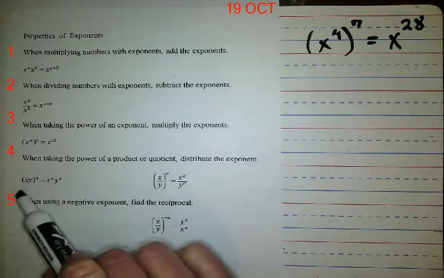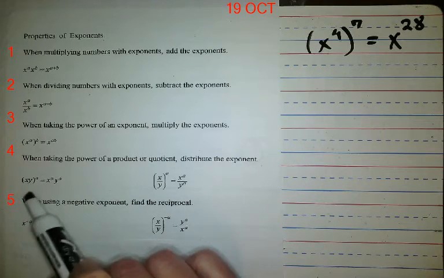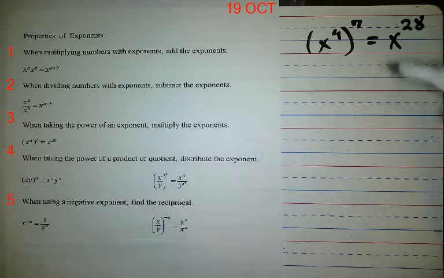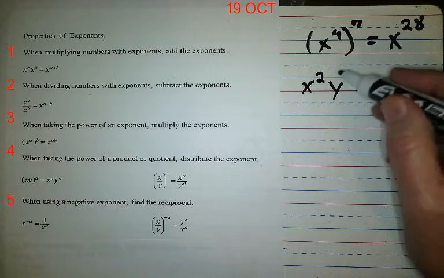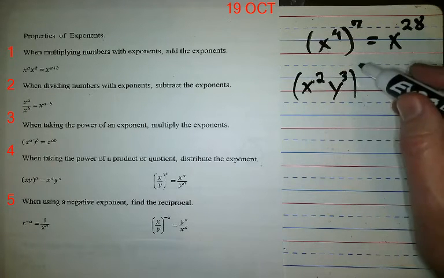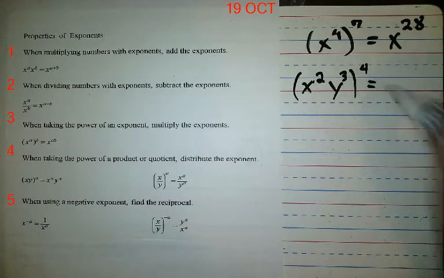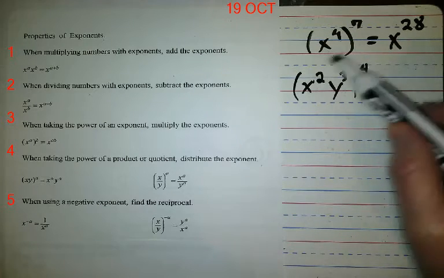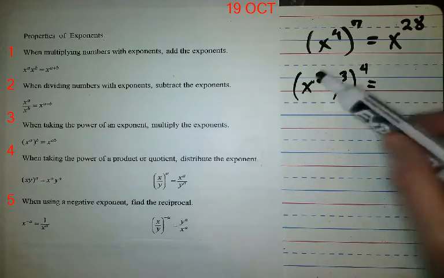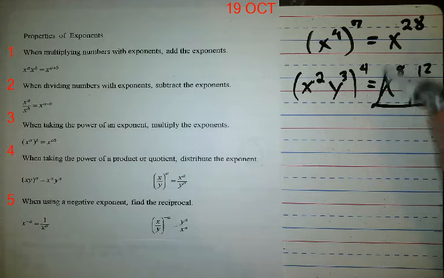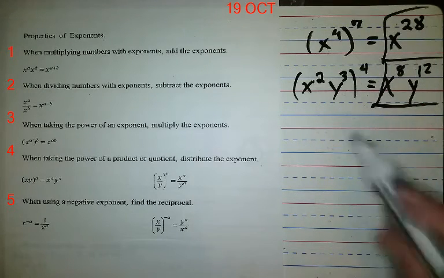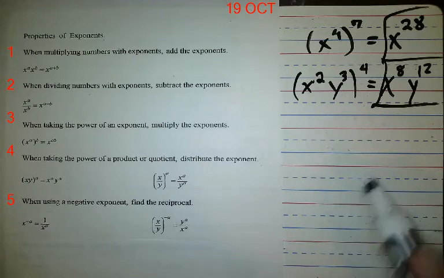And then if there's more than one letter, see rule number 4, if there's more than one letter, you distribute that power. So what if I had x2 and y3 and all of that to the 4th? Well, I've got to multiply. I'm distributing this. 4 times 2 is x8, and 4 times 3 is y12. See? That's how that works. Well, that's the rules of exponents.